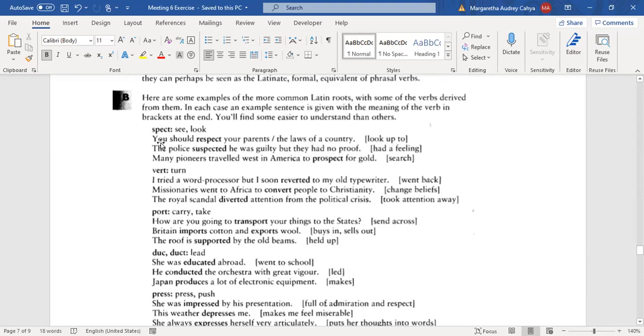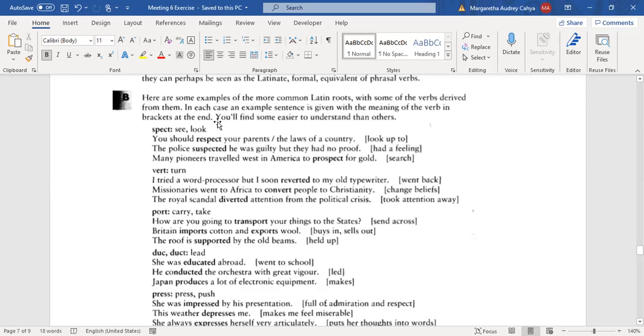And so as you can see, respect here, it's already added with re. Ini karena ada re-nya itu adalah prefix ya, karena dia ada di depan, right? Respect, suspect, and then prospect for gold.